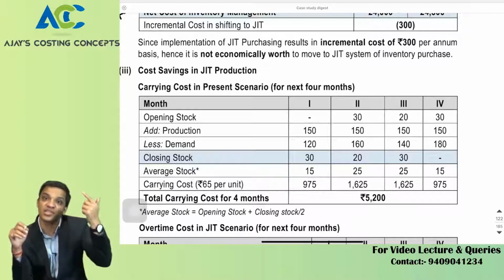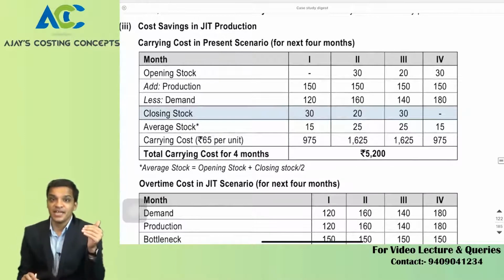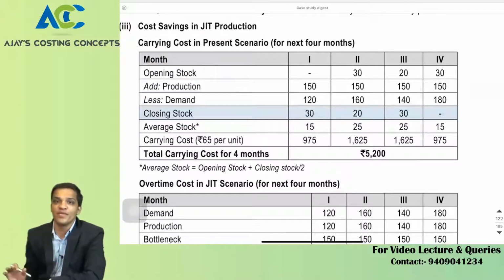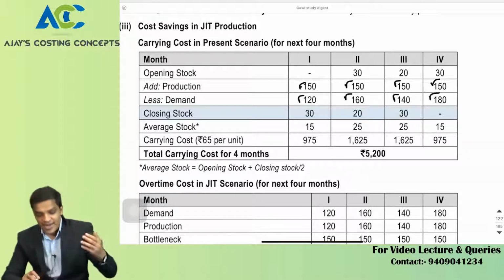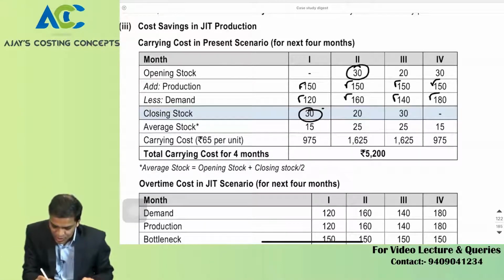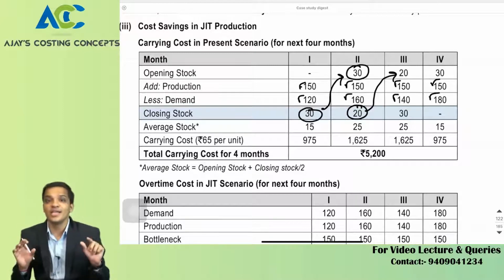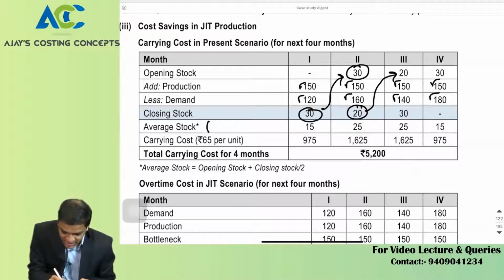Now it is question number 13 that we have done, right? In the four periods, as I said, the demand is 120, 160, 140 and 180. But on average in the present, we will produce 150 units. The same way as in question number 13, 150, 150, 150, 150, the demand is 120, 160, 140, 180. So you will be carrying 30 units, that will become opening over here. You will be carrying 20 units, that will become opening over here. And your carrying cost would be 30 units plus 0 divided by 2, that is 15 units, that is average stock is opening plus closing divided by 2, right?